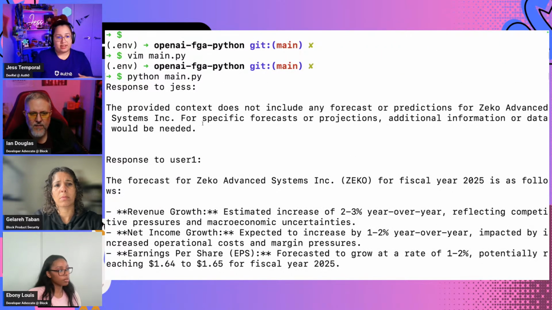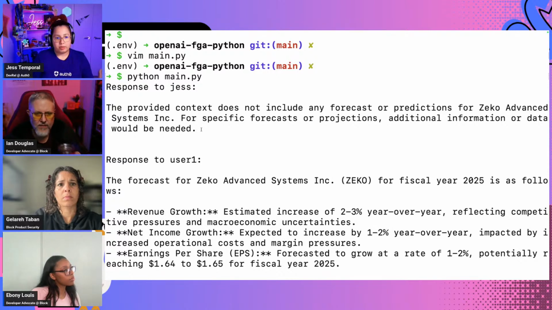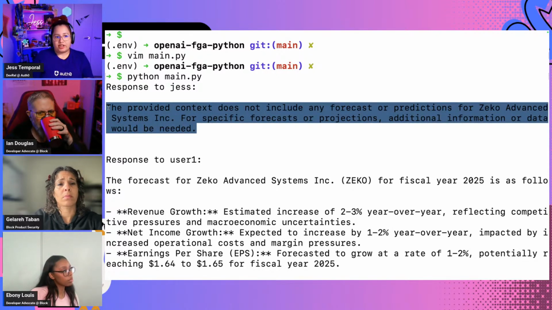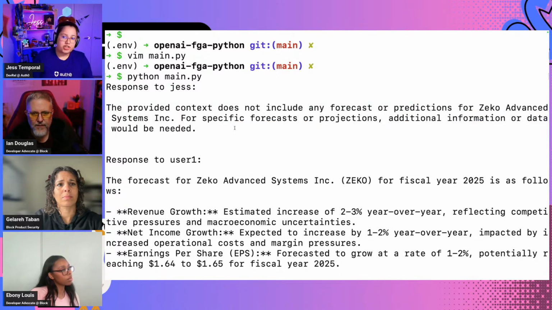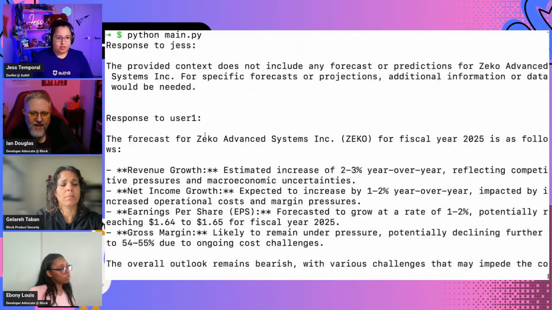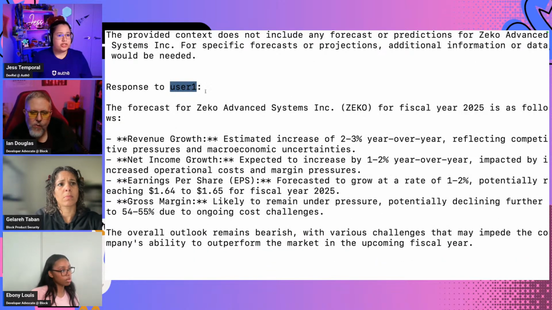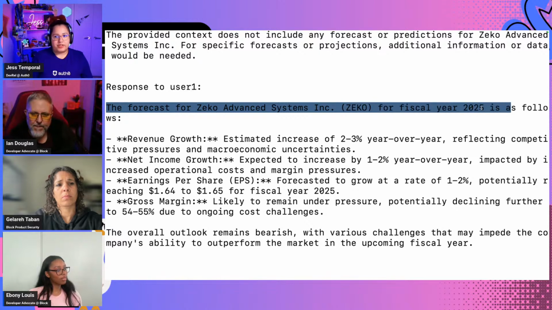So Jess doesn't have access to the financial data because it's not in the public document. And so we have here, the provided context does not include any forecasts or predictions for Zico. So it filtered out based on my access, great. And for specific forecast projections, that information would be needed, of course, because the AI cannot figure out something it doesn't have access to. But user 1 does absolutely have access to the financial data in the private doc because we define that as part of our relation tuple. And now we see the information for the fiscal year 2025.